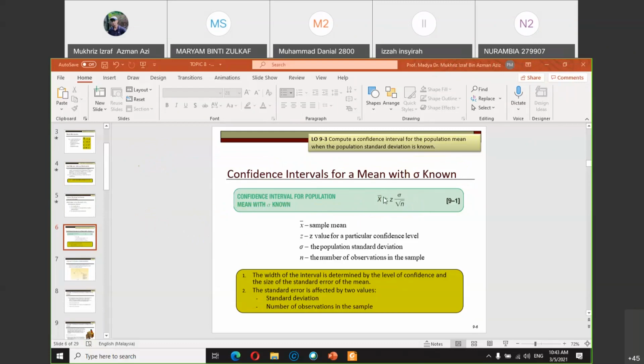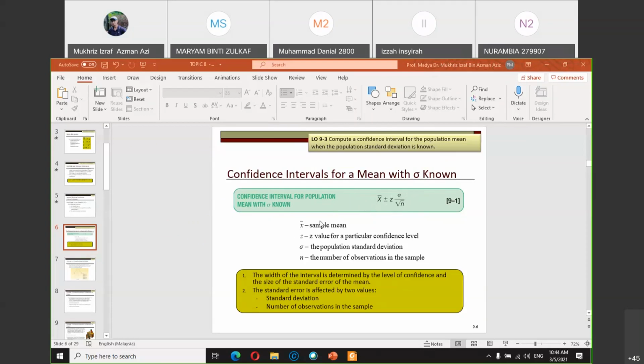Everything will be provided from the information given. Either the X bar is given, or you are given the raw data, as you practiced in the previous topics, and from that raw data you can calculate your mean and also your standard deviation. But when sigma is known, sigma will be provided to you, meaning that what you need to calculate is only the X bar.